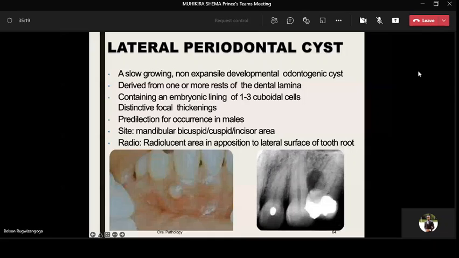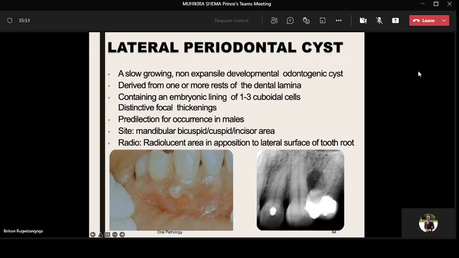So you see that it is not just on the third molar as we saw for the previous, the odontogenic keratocyst, which is in the third molar area. These are not there. Also, they affect males, as we saw for odontogenic keratocyst. So there will be a radiolucent area in opposition to the lateral surface of the tooth root. So you can see it here.